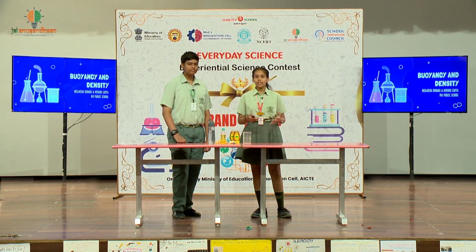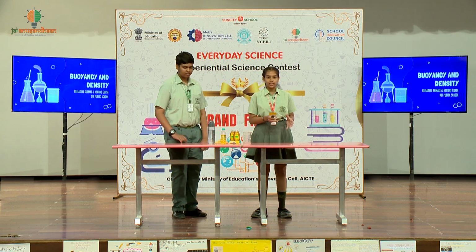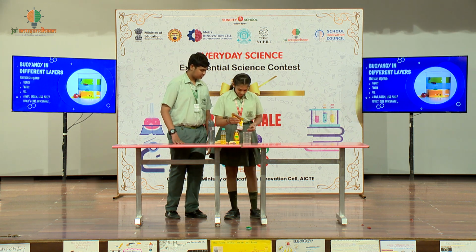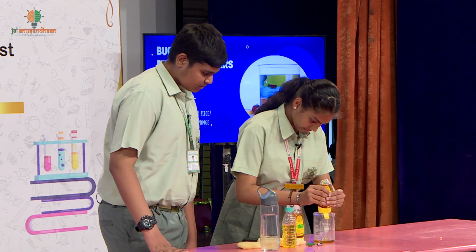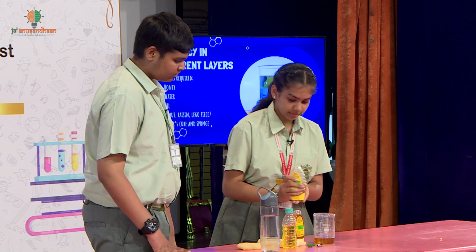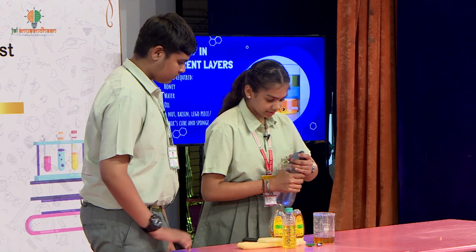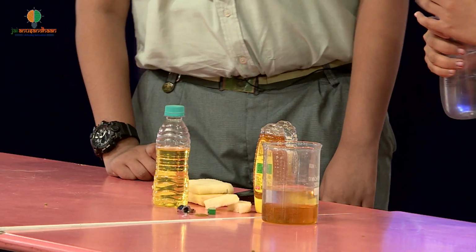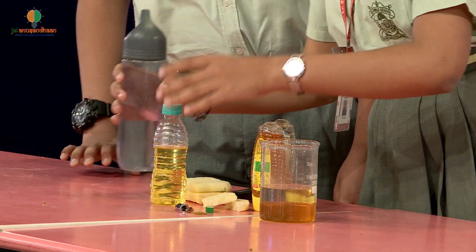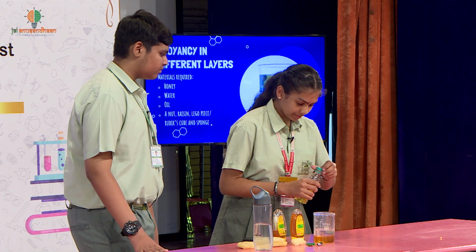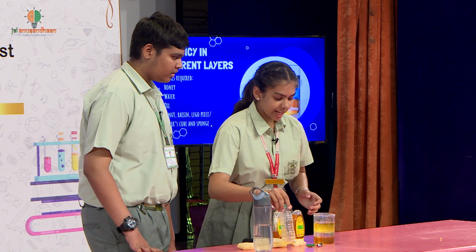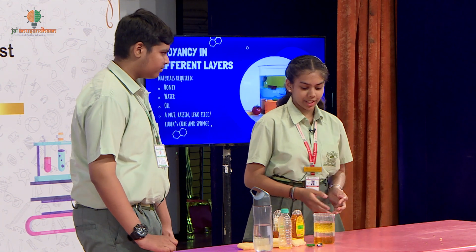Our motive is to give a clearer view of how buoyancy and density work in liquids. We'll observe this through an experiment, so let's delve into it. So first of all, we'll pour some honey into the beaker. Next up, we have water. And last but not the least, oil. As you can see, none of the three liquids have mixed with each other.